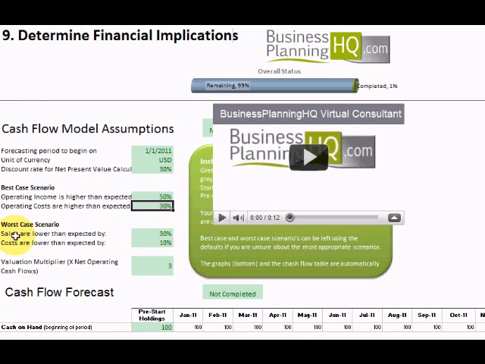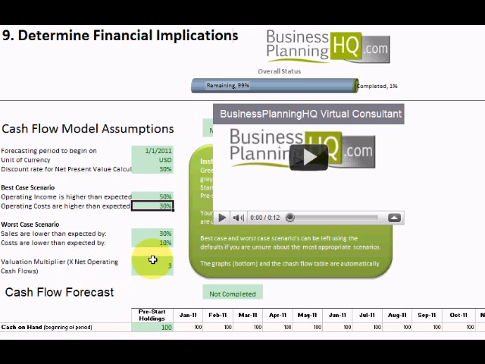And a worst case scenario, sales are lower than expected by 30% and costs are lower than expected by 10%. So again, using that same factor. Now we have a valuation multiplier. If you're unsure, again, just leave it as the default of 3. But if you're aware of valuations in your particular industry, you can set that valuation multiplier to a number up to 100.